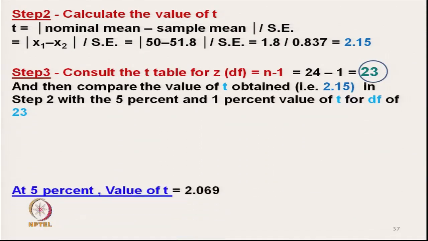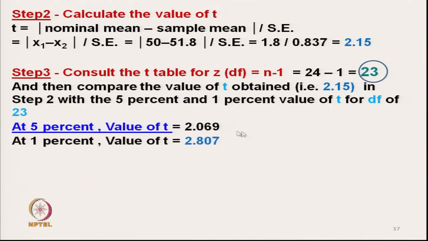And for 2.15, 23, at the 5% level it was 2.069, and at the 1% level it is 2.807. So, our calculated value is 2.15. What does it mean? That means this value is lying in between the 5% level and the 1% level. That means, although there is variation, we cannot confidently say that it is a real variation.